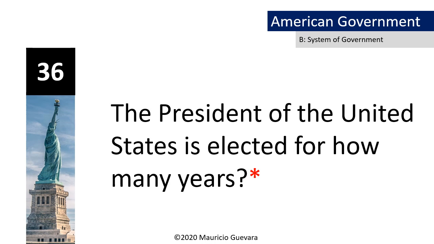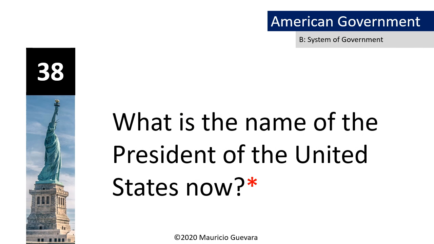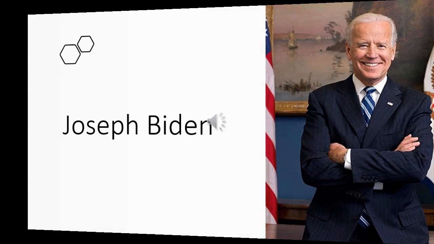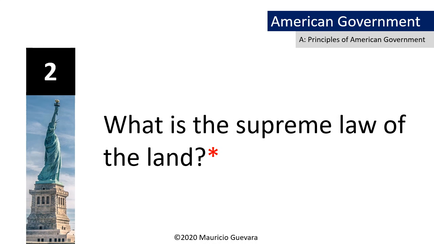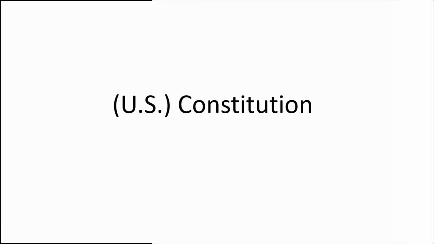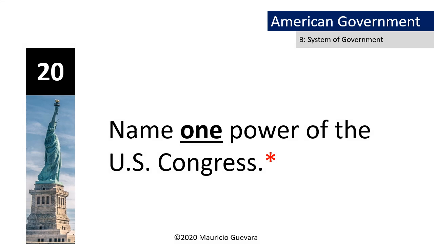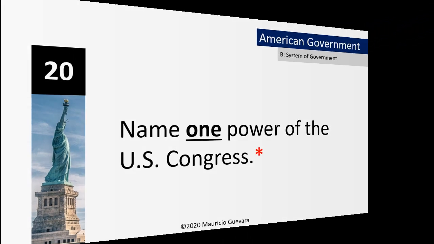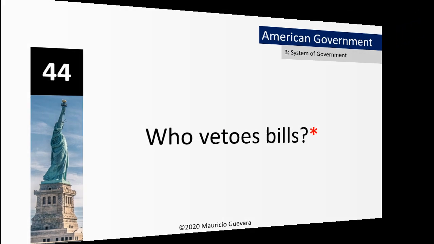The President of the United States is elected for how many years? 4 years. What is the name of the President of the United States now? Joseph Biden. What is the supreme law of the land? Constitution. What amendment gives citizenship to all persons born in the United States? 14th Amendment. Name one power of the U.S. Congress. Writes laws. Who vetoes bills? The President.